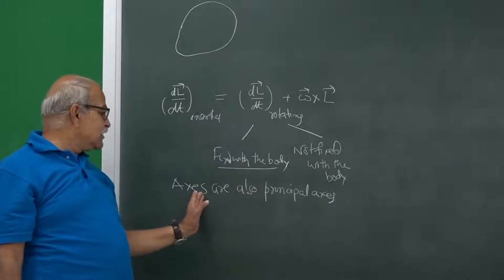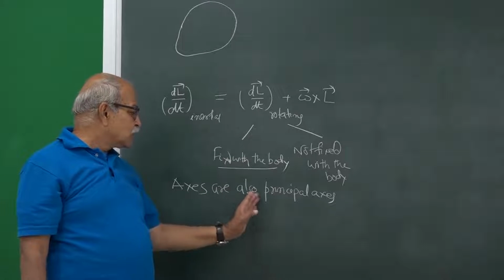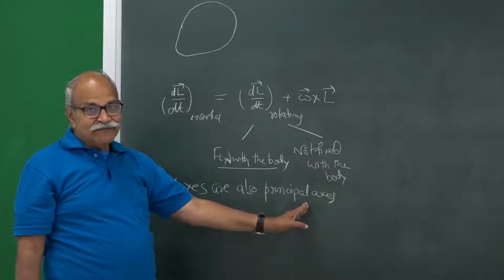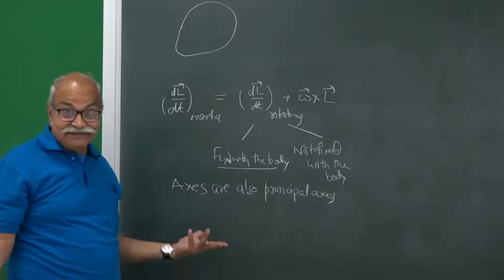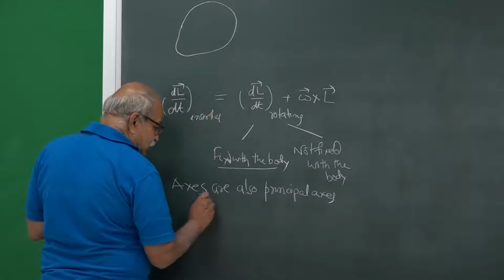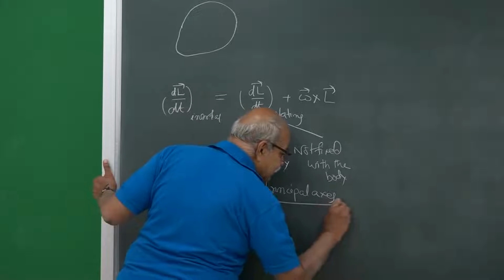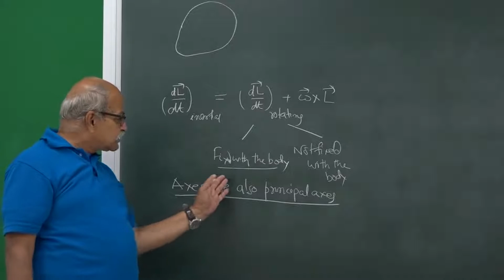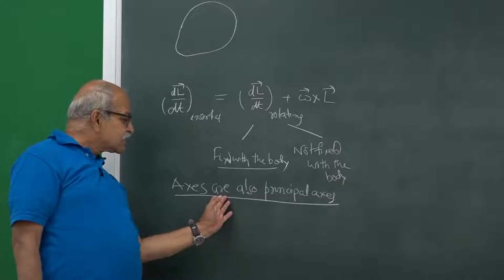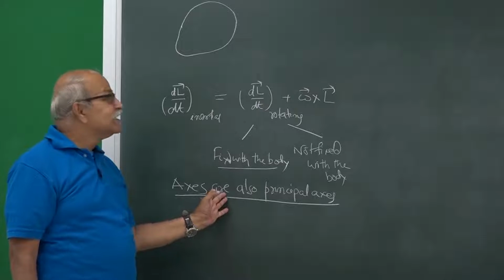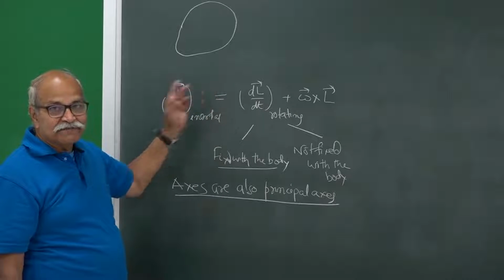So, if you are using the axes which are also principal axes of the rigid body through that origin, then life is simple in many cases. Okay. So, we will be talking of this. We will be choosing an axis system which is fixed with the body and the axes themselves are principal axes. So, then what happens to the equation of motion, this equation of motion.